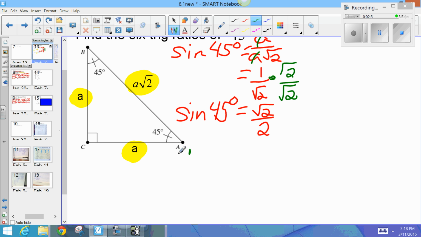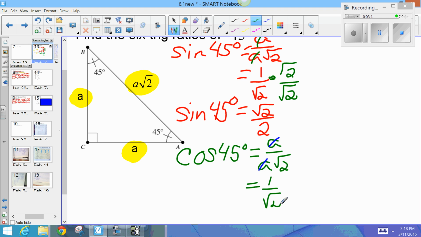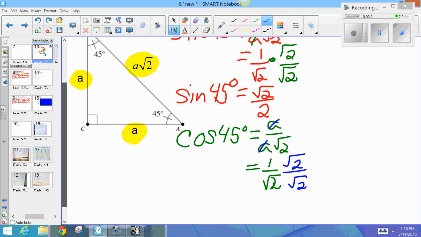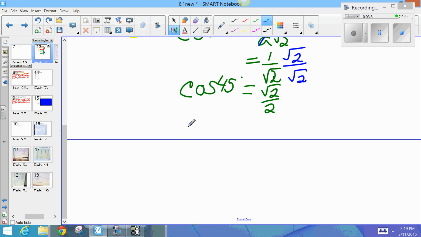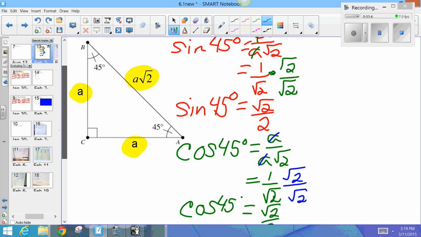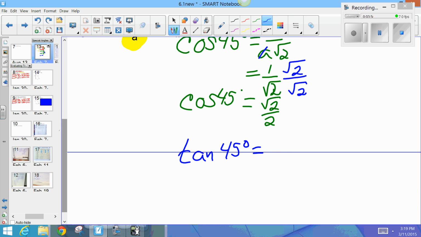The cosine is adjacent over hypotenuse, so that's A over A radical 2. Again, A cancels, so I'm left with 1 over radical 2. I'm going to rationalize it, which gives me radical 2 over 2. So the cosine of 45 degrees is the square root of 2 over 2. Tangent. Okay, tangent is opposite over adjacent, so that's going to be A over A, which is equal to 1. All right, tangent of 45 degrees equals 1.